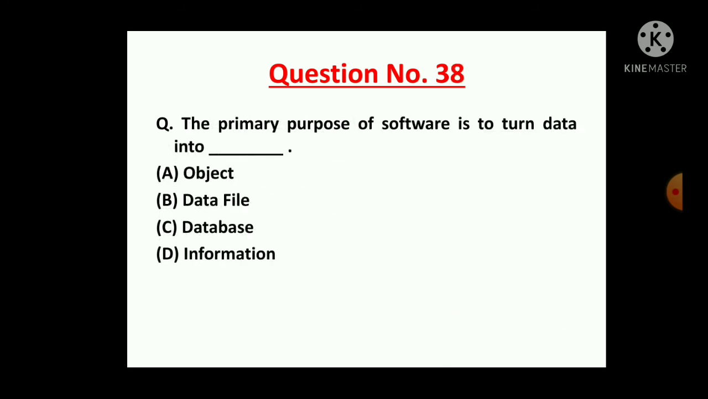Question number 38. The primary purpose of software is to turn data into dash: object, data file, database, information. The correct answer is information. Whatever we do in a computer with data, we finally get information. So in order to get information, we work on data.